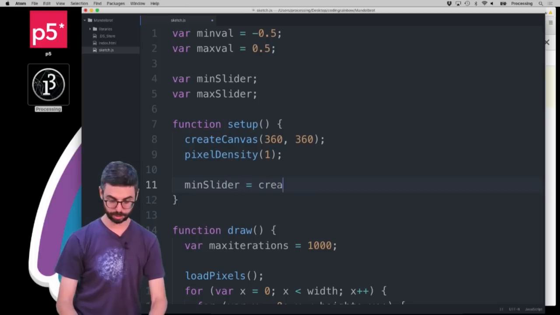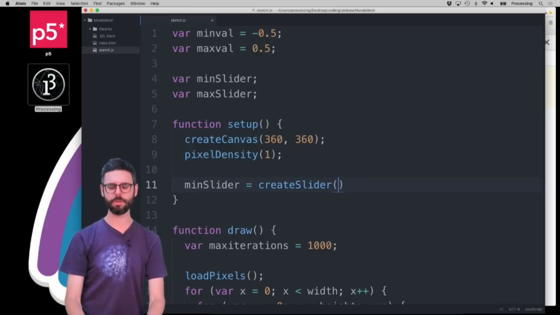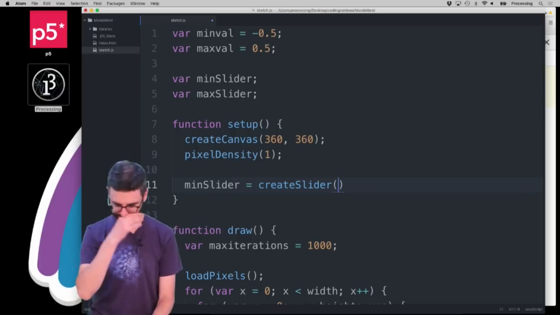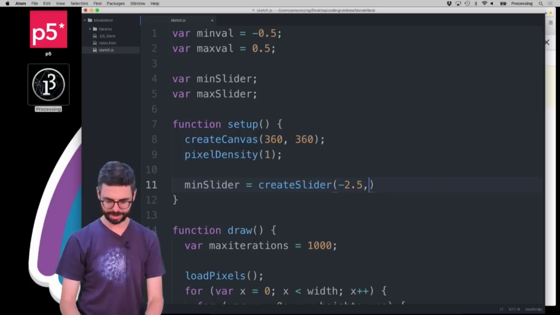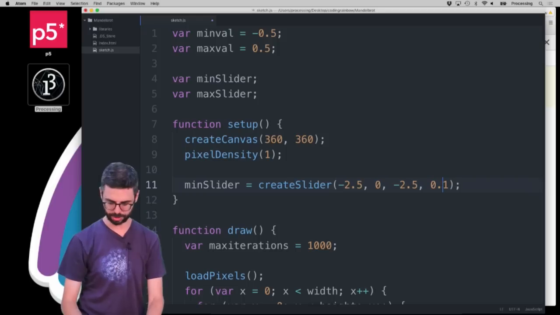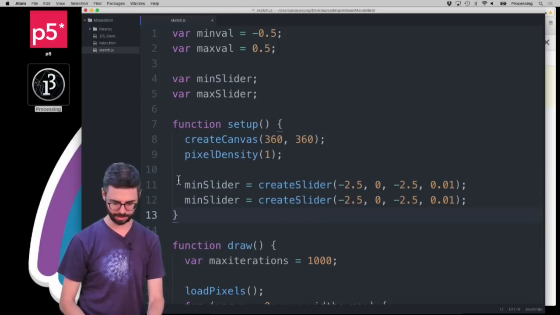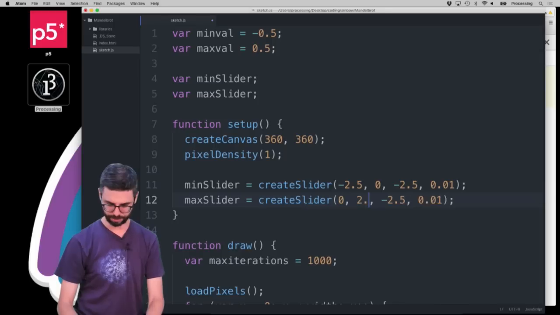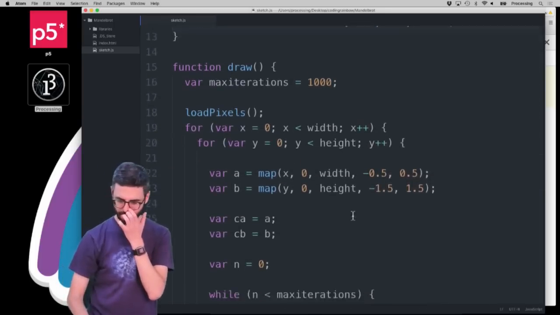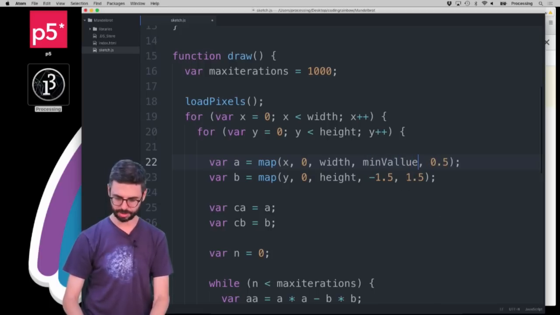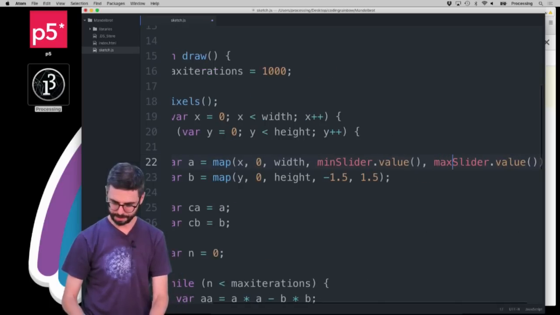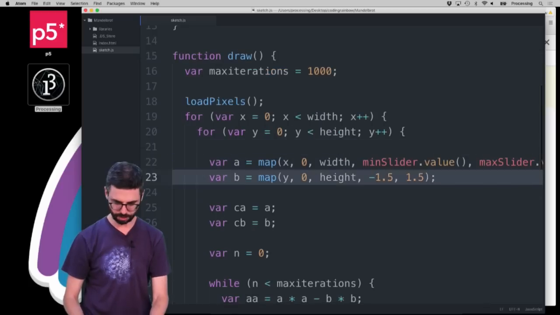Min slider equals create slider. Now I need the minimum value to be some value between, I don't know, negative 2.5 and 0. I'm going to start with negative 2.5 and have an increment value of 0.01. And the max value, this is kind of silly how I'm doing this, is going to be the same, but between 0 and 2.5, and we'll start at 2.5. And then I'm going to say min slider dot value, max slider dot value, and I'm going to do this now for A and B.